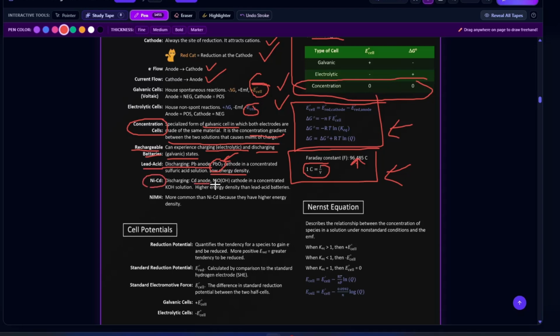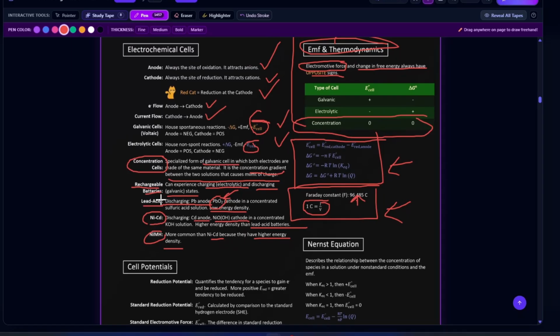NiCd discharging: Cd anode, a cathode here in a concentrated KOH solution, higher energy density than lead acid batteries. And this one you have to memorize. Then NiMH is more common than NiCd because it has higher energy density. So you kind of have to learn these together.